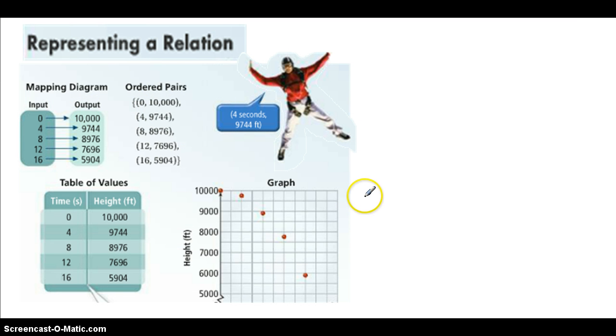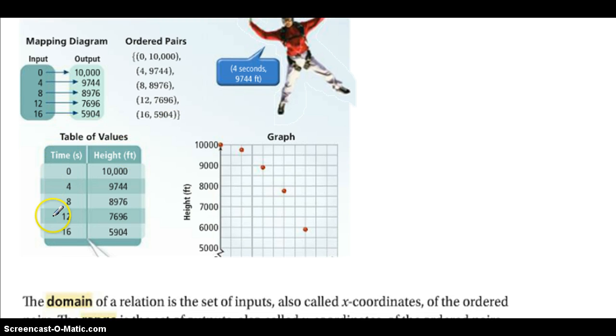So let's take a look at representing a relation. This guy is obviously doing a little skydiving here, and this here is going to be a pictorial representation of that skydive. And over to the left you have the table of values. If you want to look at this as a T-chart, that might be a good way of doing it. In other words, your time is your input and your height is your output. Ordered pairs again, and then let's get back to the mapping diagram. You plug in 0, spits out 10,000, plug in 4, plug in 8, plug in 12, and so on. You'll see the mapping diagram.